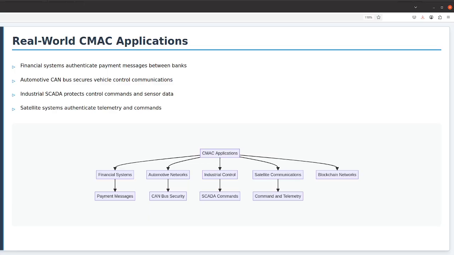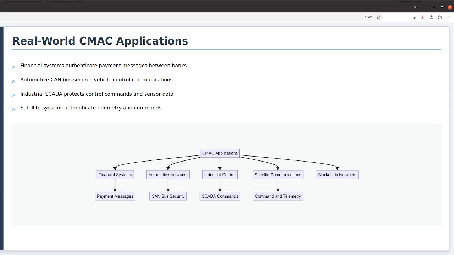Satellite communications employ CMAC for authenticating telemetry and command messages. The high latency and occasional communication errors in satellite links make reliable authentication important. CMAC's resistance to bit errors through its all-or-nothing property ensures that corrupted messages are properly rejected. The bandwidth constraints in satellite communications favor CMAC's fixed overhead.